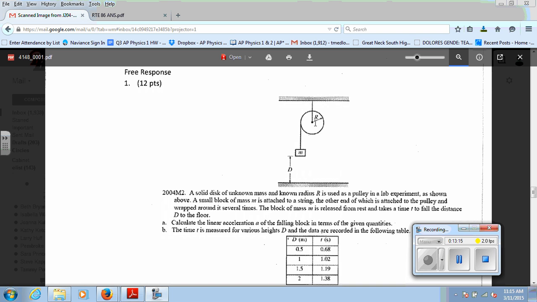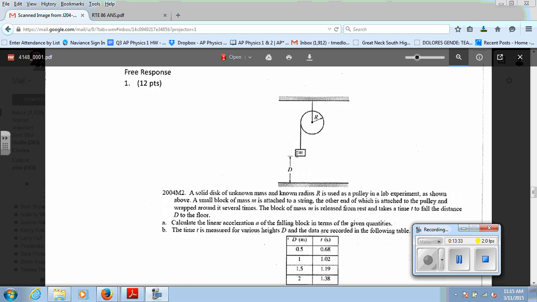The next part of the problem says find the I value of this pulley. They're not telling you it's just a cylinder, so you're going to find some expression using all these variables. So really all we want to do is find a net force equation on M and a net torque equation on the pulley. So let's make this direction positive.